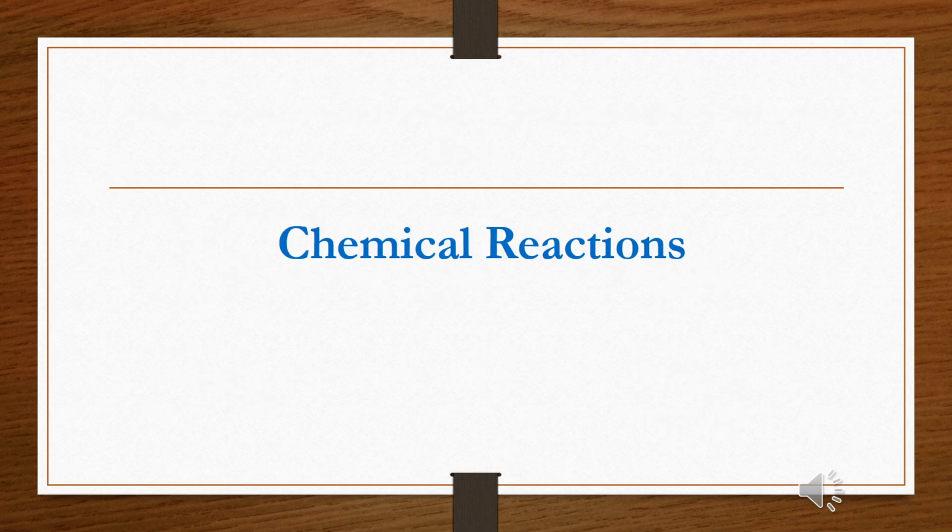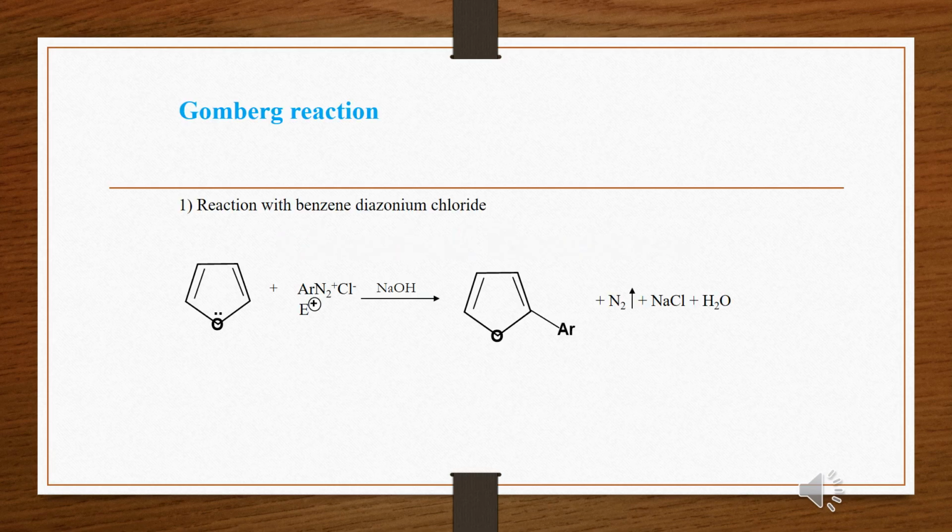Now we will move to the chemical reactions. Here, the Gomberg reaction. The Gomberg reaction is nothing but the reaction with benzene diazonium chloride. Here furan reacts with benzene diazonium chloride in the presence of NaOH. Here the aryl group will get attached at the 2 position, as we always know that electrophilic attack takes place at the 2 or 5 positions. So this aryl group will get attached at the 2 position. Then nitrogen will be released along with water and sodium chloride.